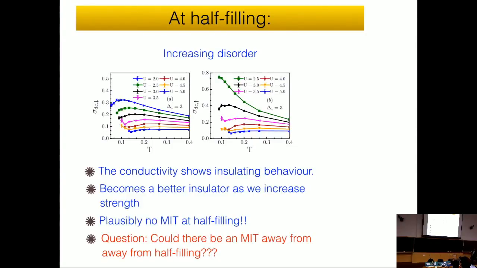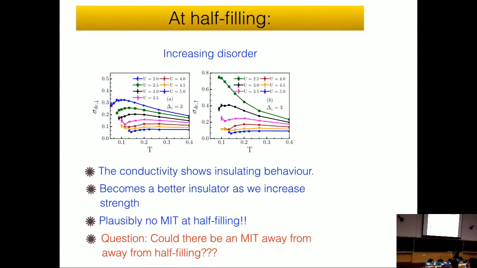This is exactly the same plot, but a different value of disorder, and the entire thing essentially gets repeated. That is, as you increase the disorder strength, as you increase the interaction strength, things look more and more insulating, right? What I now want to do is go away from half filling and see if there are any differences. So I want to go to, say, a quarter filled lattice, do the same experiment, and see if things change.